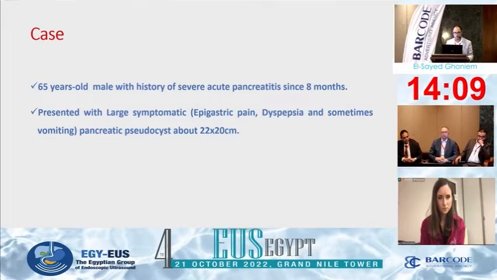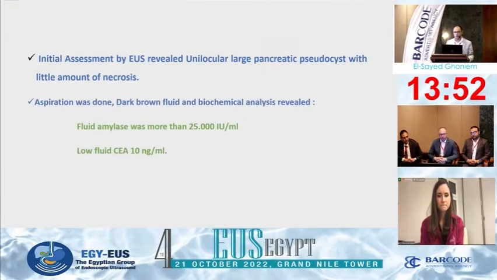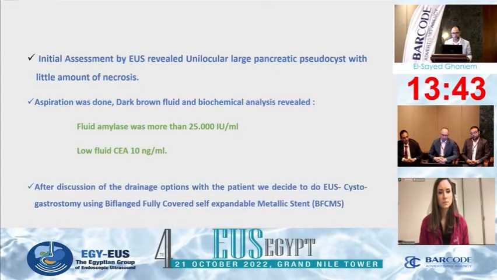My first case is a 65 years old male with history of severe acute pancreatitis since 8 months. He presents with a large symptomatic pseudocyst, presented by dyspepsia, epigastric pain, and sometimes vomiting. We did initial assessment by EUS that revealed unilocular large pancreatic pseudocyst, with aspiration and analysis of the cyst fluid. There is very high amylase and low CEA.